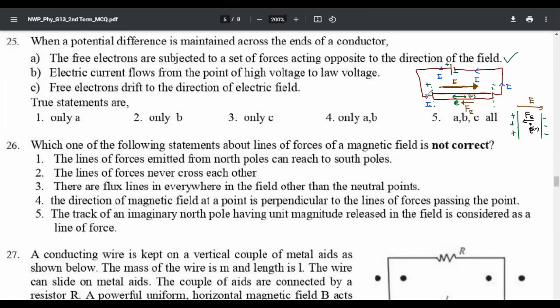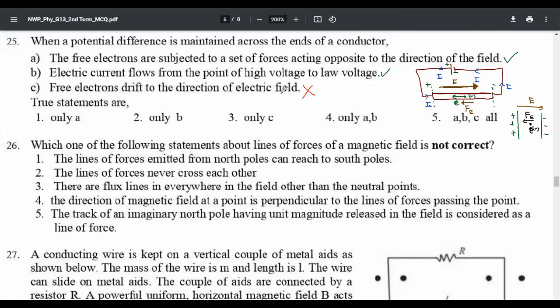Right. Let's see. The B part, electric current flows from the point of high voltage to low voltage. That's correct. It flows from plus to minus, electric current. High voltage, low voltage. Free electrons drift to the direction of electric field. That's wrong. They don't drift to the direction of electric field. They drift in the opposite direction of electric field. Electric field means plus, minus. You can take this side as plus because it's connected to the plus terminal. Take this as minus. So that is wrong.